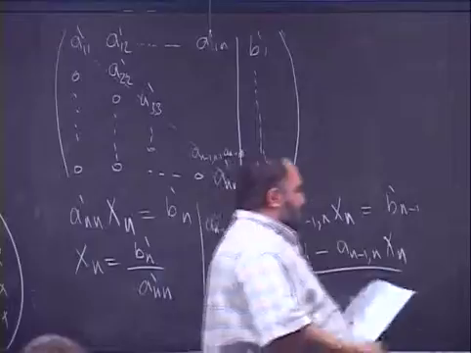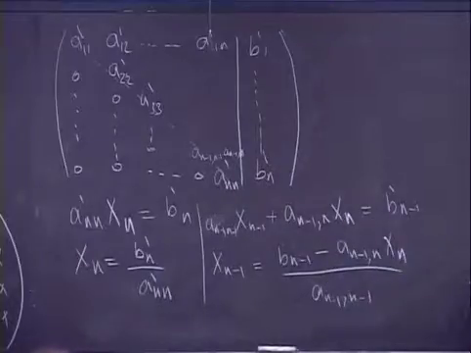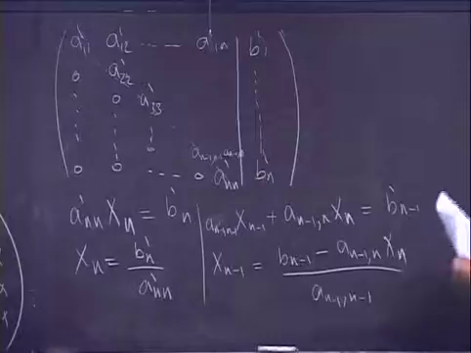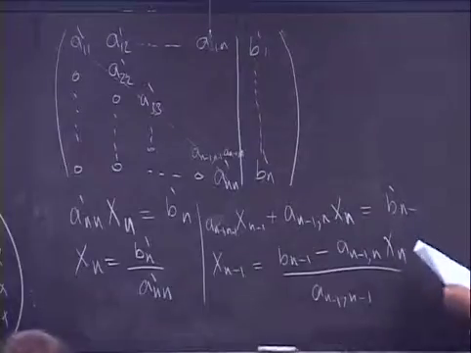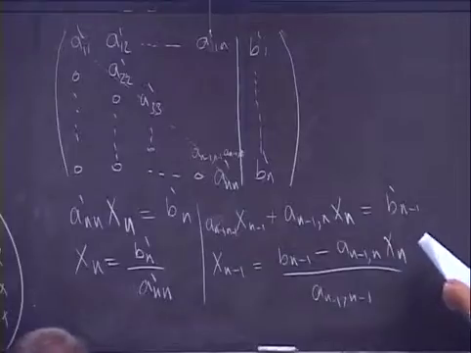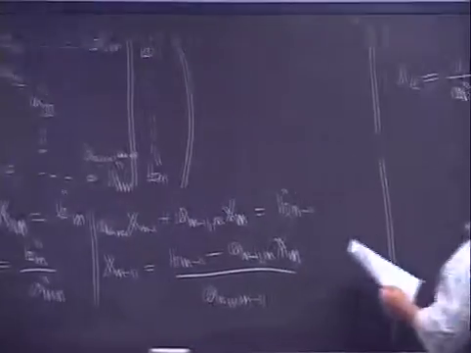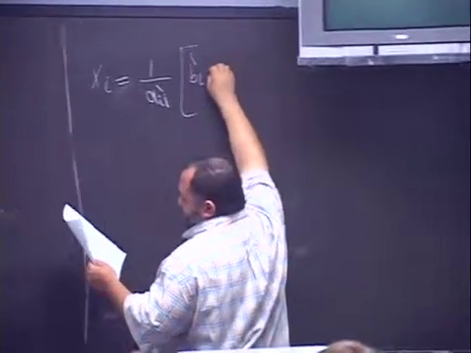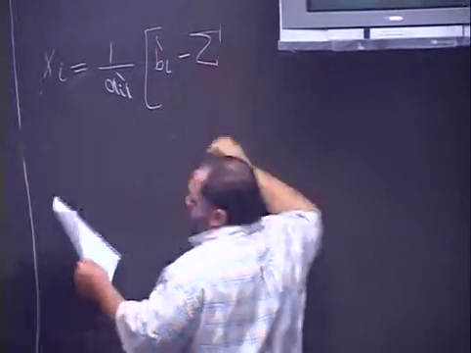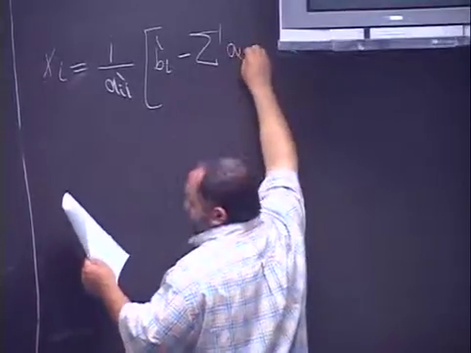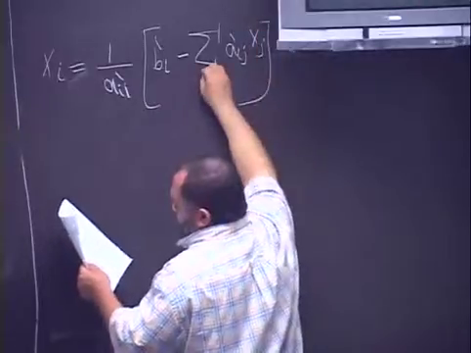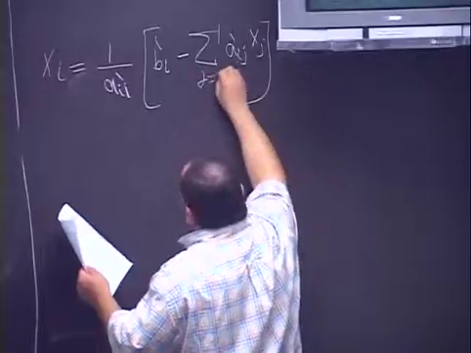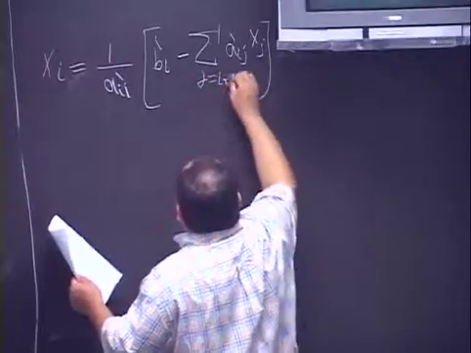Then you can calculate any XI from the equations by just getting XI. It will be equal to 1 over AII prime multiplied by BI prime minus the summation of AIJ prime XJ, and this is from J equal to I plus 1 to N.